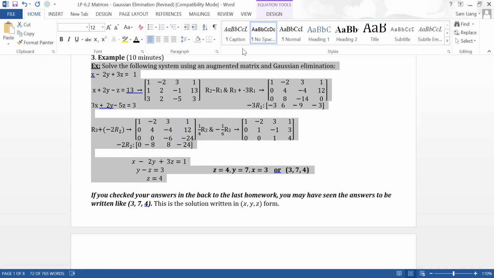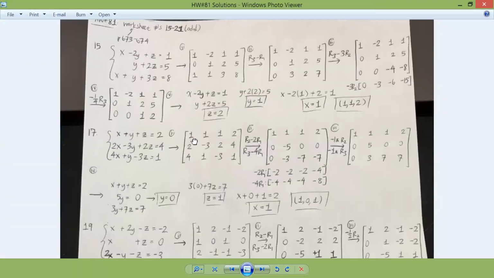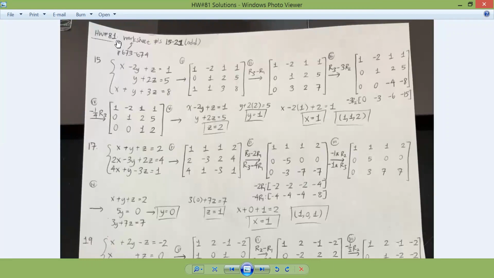Okay, with the 5 minutes we have left, I will show you the homework, not the one due tonight, but the one that is going to be due tomorrow. So this is homework number 81. Again, this is the one due tomorrow, not tonight, and this is the homework corresponding to this lesson. Okay, so let's go through some of the problems.